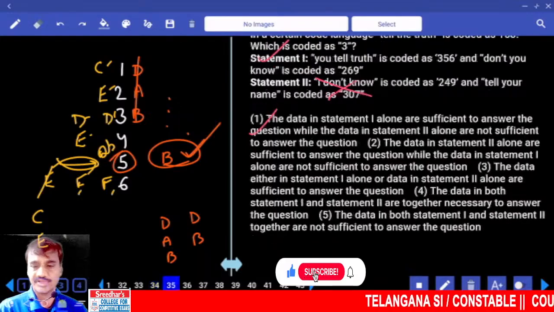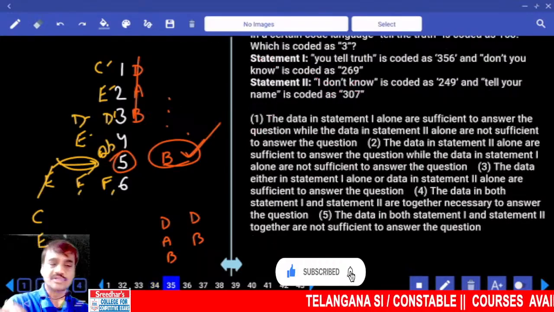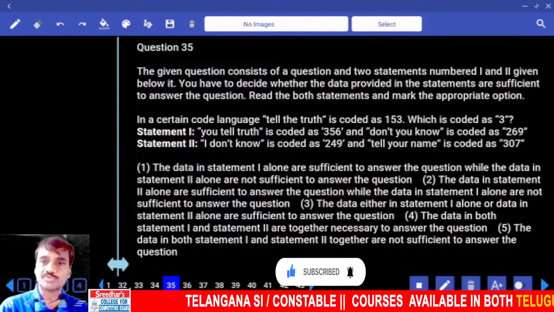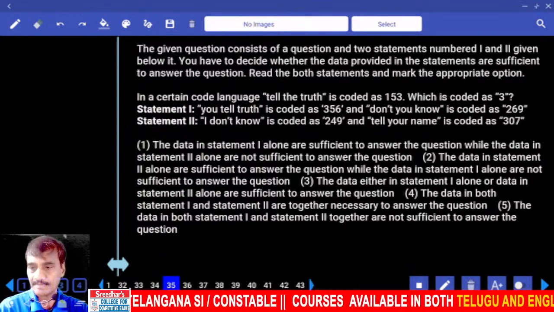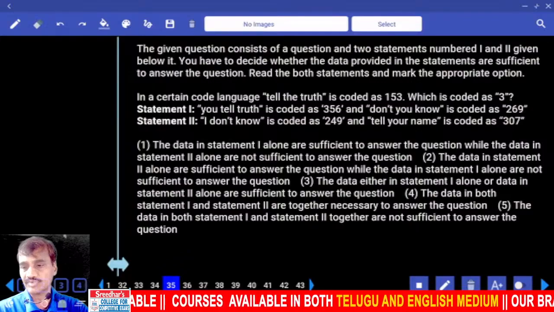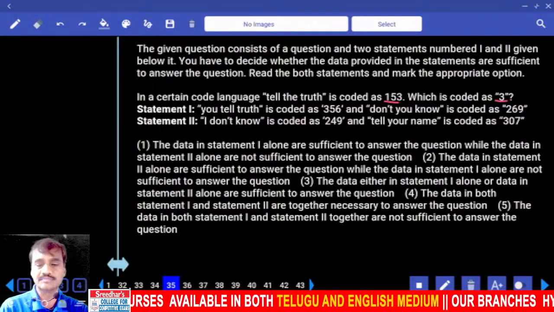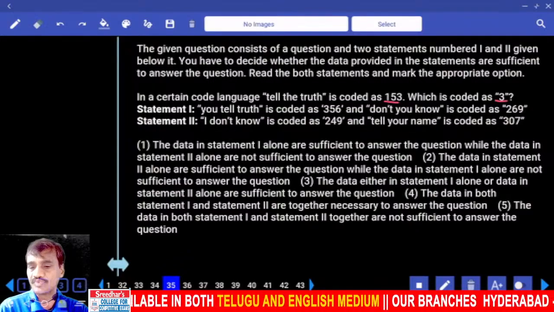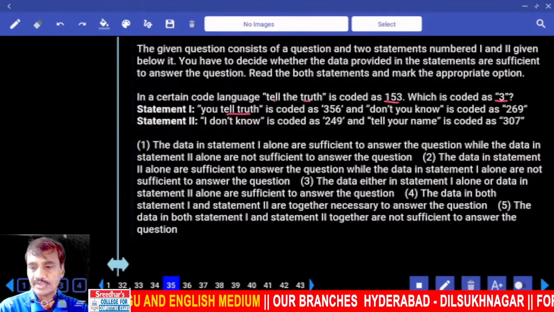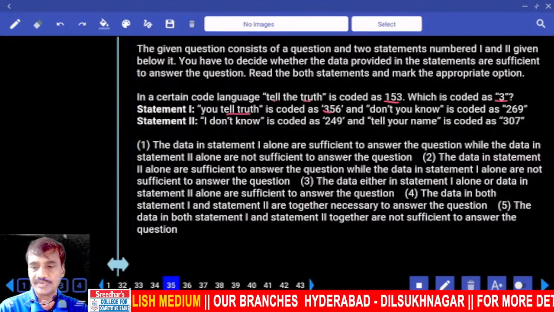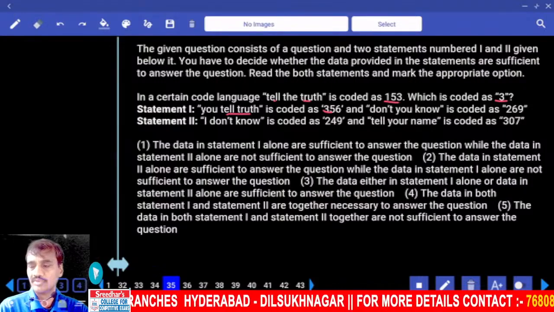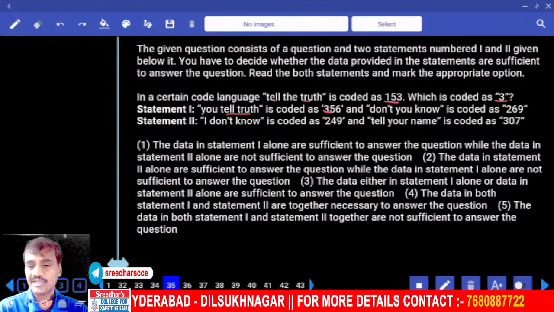Got this? Then 35. In this question number 35, coding decoding, data sufficiency always comes under the first priority. Now you need to tell the truth. Is 153, what is the code for 3? To find out the code for 3, tell me what is required. Tell and truth, tell and truth. What are the words that are common? 3 and 5. Can you find it with the help of 1 alone? Are you getting any answer here?